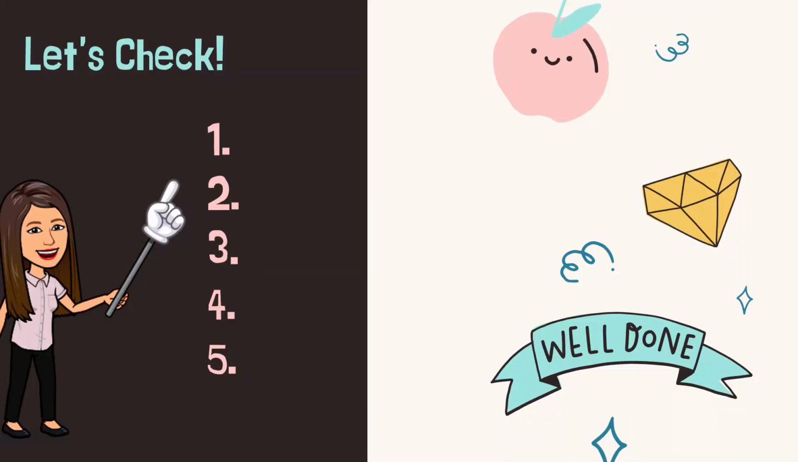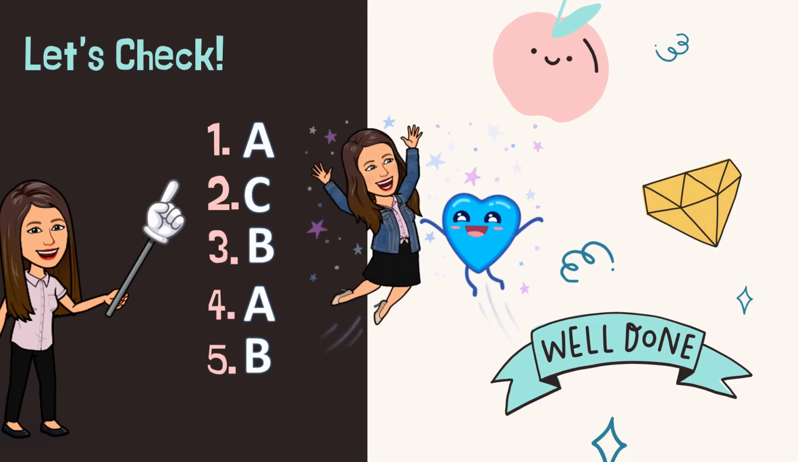Now let us check your answers. For number 1, it's letter A. Number 2 is letter C. Number 3 is letter B. Number 4 is letter A. And number 5 is letter B.